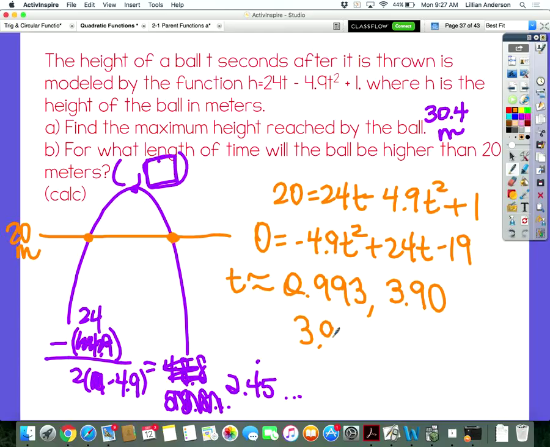Subtract them. So 3.90 minus 0.993. I'm almost certain these are rounded answers, so be cautious about that. And what's that length of time? 2.91 seconds. That's the length of time. Okay? Questions?